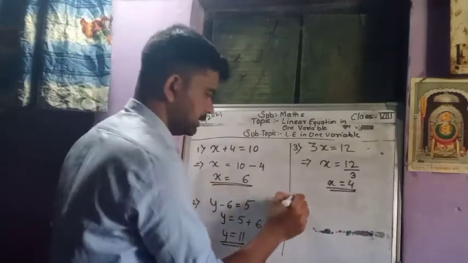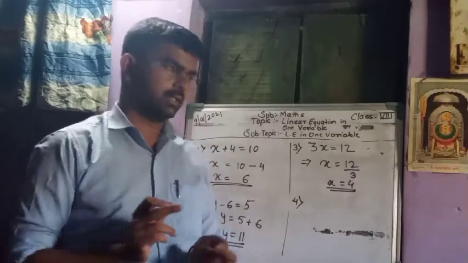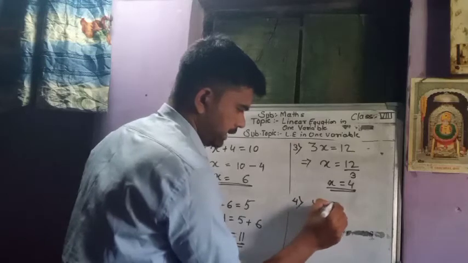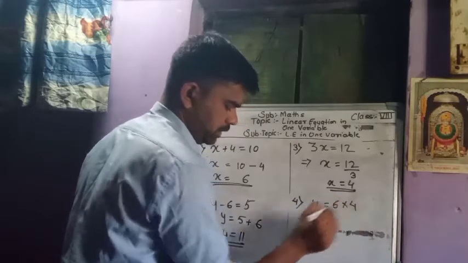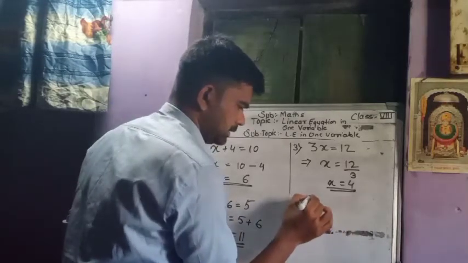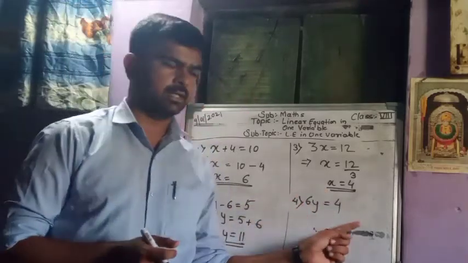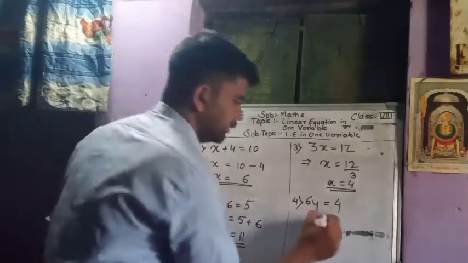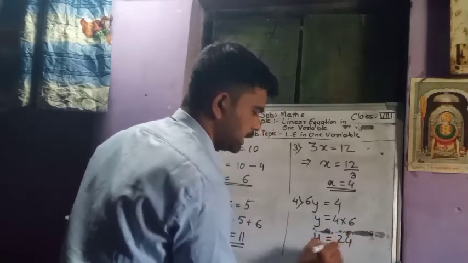Okay, the next one is the fourth problem, of division. The equation is y divided by 6 equal to 4. Now what we have to do, the LHS term is y by 6 and RHS is 4. While dividing, we take this from LHS to RHS. Then we'll put y equal to 4 into 6. So y is equal to 24.